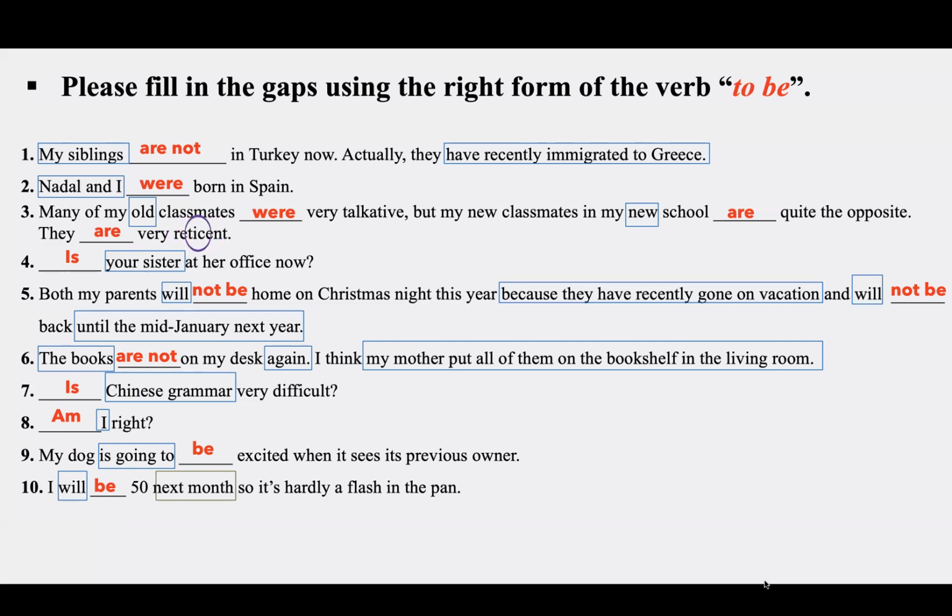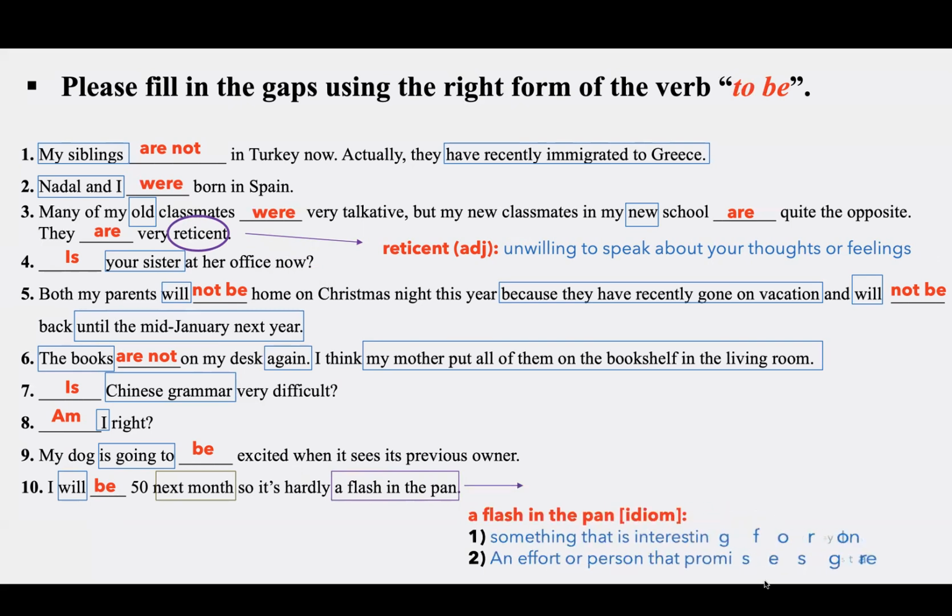The meaning of reticent here, it means unwilling, like not wanting, or uneager to speak about your thoughts or feelings. And a flash in the pan is an idiom, and it may mean two things. The first one, something that is interesting for only a short time, like something popular for a short time. Or the second meaning, an effort or person that promises great success but fails.